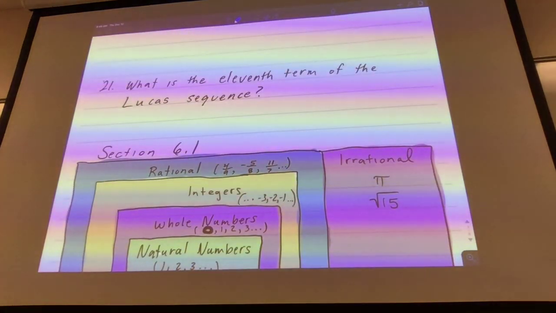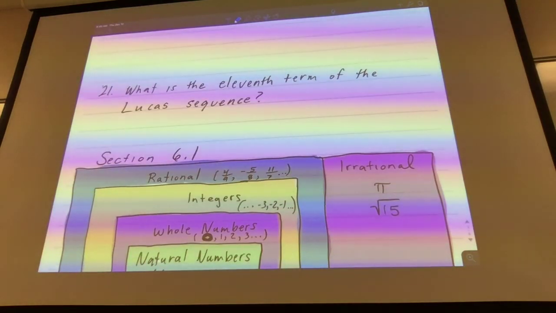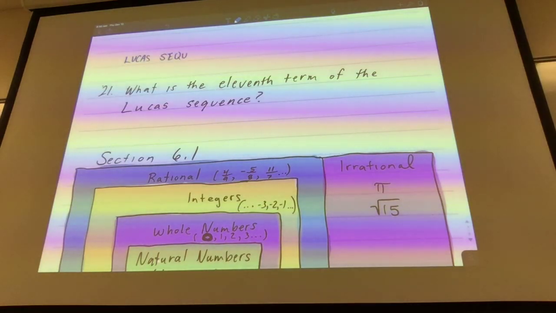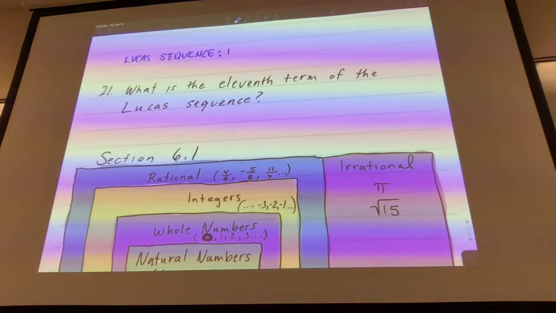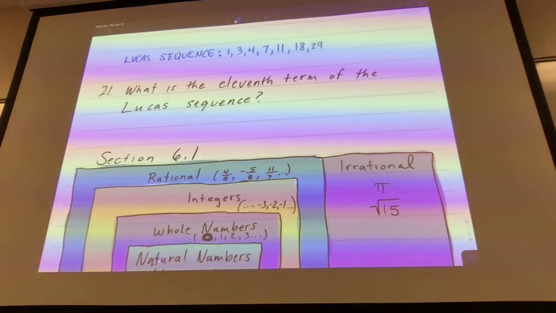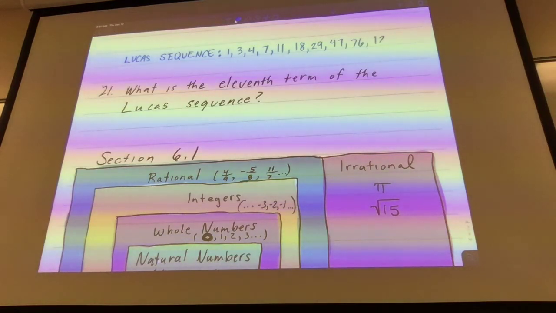The next one is just the Lucas sequence. So what's the next term in the Lucas sequence? For you to be able to do that, I have to give it to you. The Lucas sequence is 1, 3, 4, 7, 11, 18, 29, 47, 76, and 123.